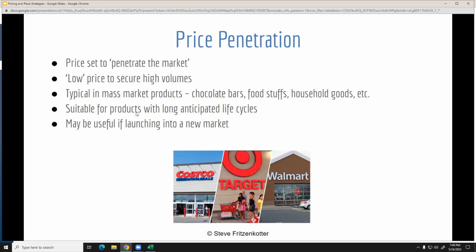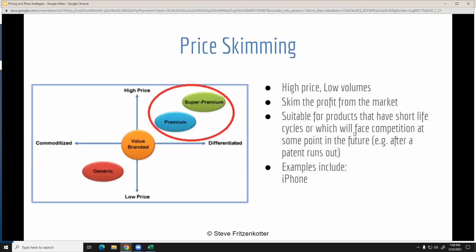And it's suitable for products with an anticipated long life cycle, which we'll talk about. And for launching a new product in a crowded market, you'd use that. And we have companies that commonly use that.